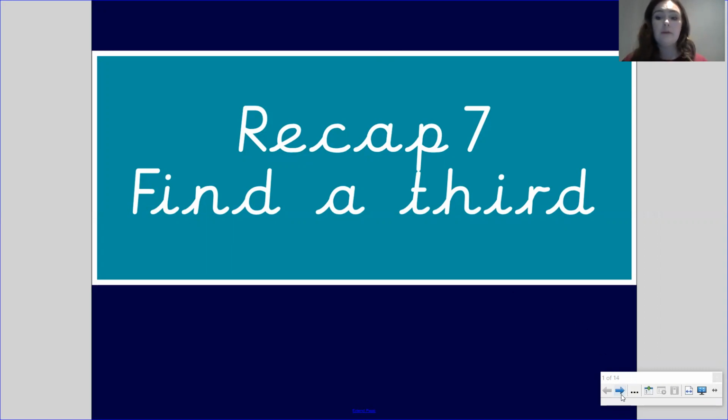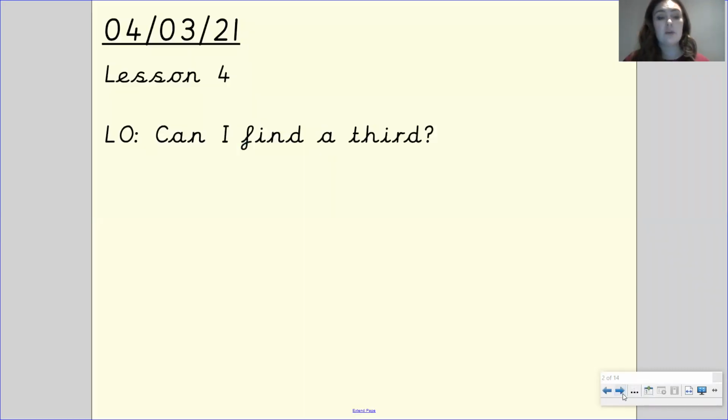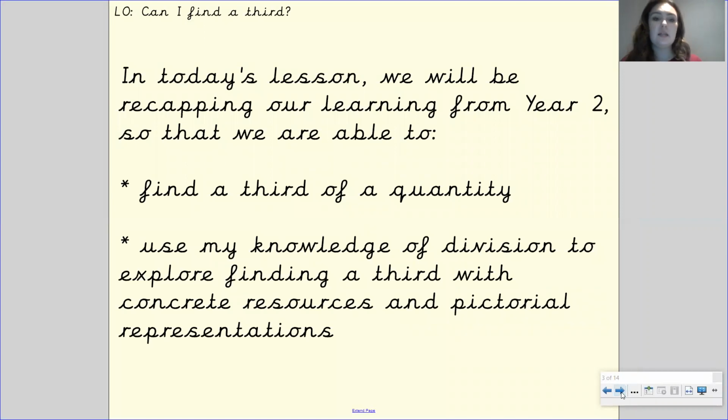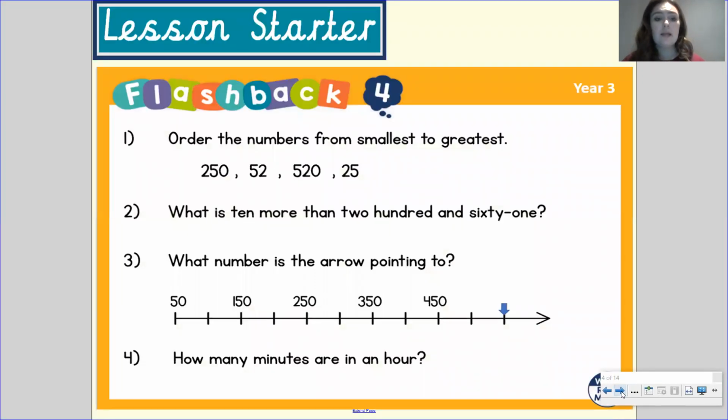And we are going to be finding a third. So our learning objective for today's lesson is, can I find a third? In today's lesson, we will be recapping our learning from year 2 so that we are able to find a third of a quantity and use my knowledge of division to explore finding a third with concrete resources and pictorial representations. But before we begin, please can you get your whiteboard out and answer these 4 questions below.